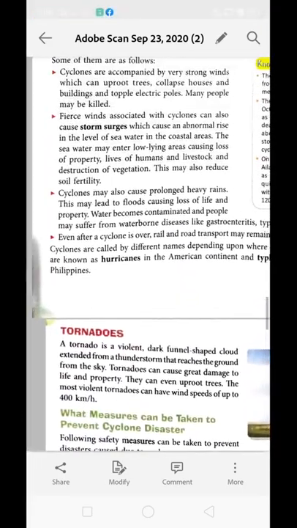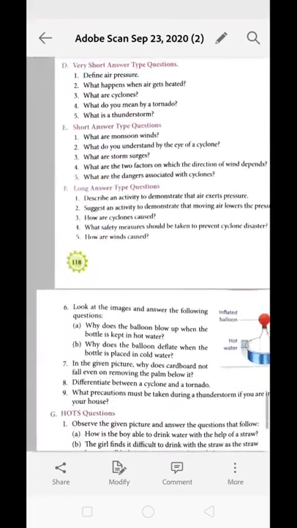Storm surges. Fierce wind associated with cyclone can cause storm surges, which cause an abnormal rise in the level of seawater in the coastal area. Storm surge means abnormal rise in the level of seawater in the coastal region. Storm surges is what? Abnormal rise in the level of seawater in the coastal area.